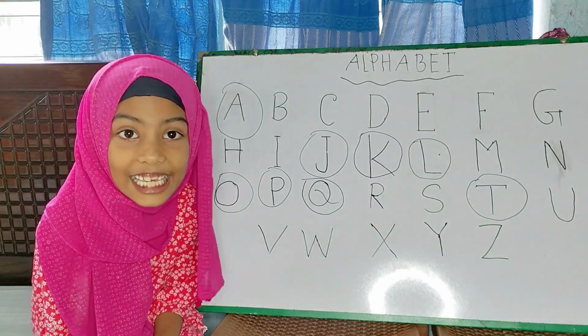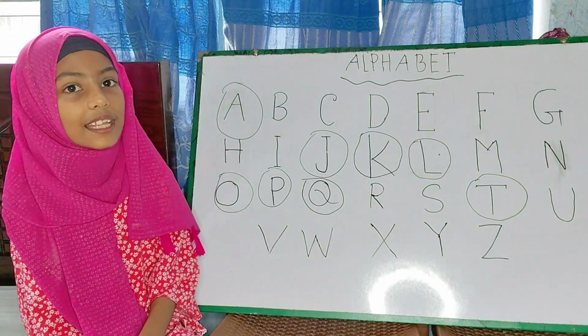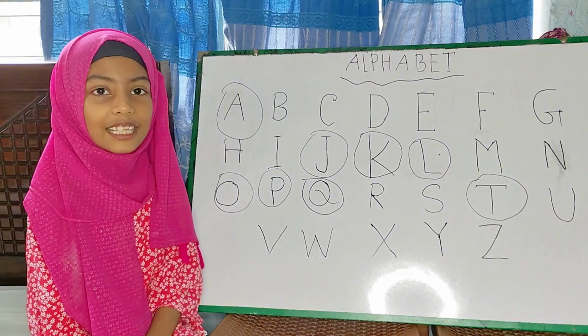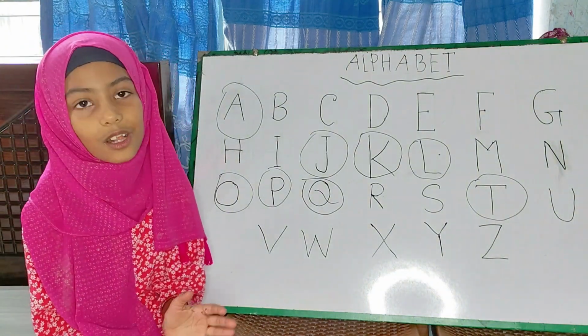One is Z, another one is Z. The way we pronounce is Z. This is also correct. Z is also correct.